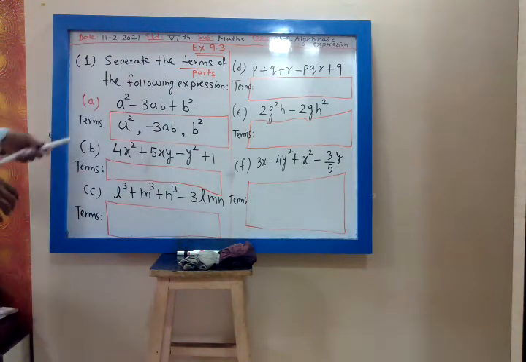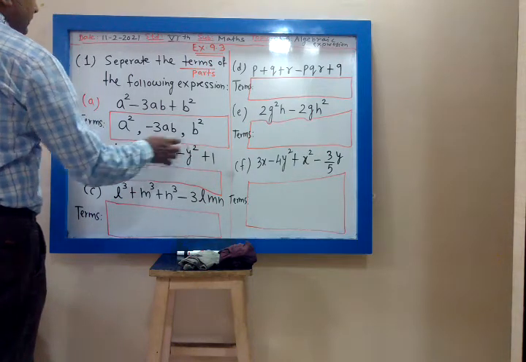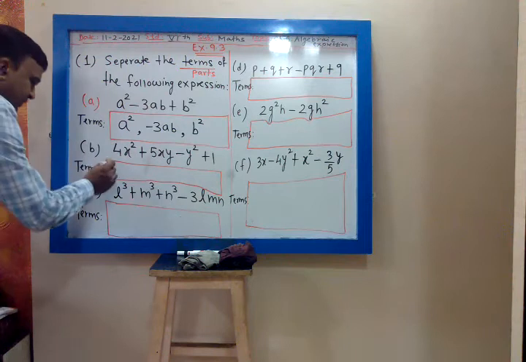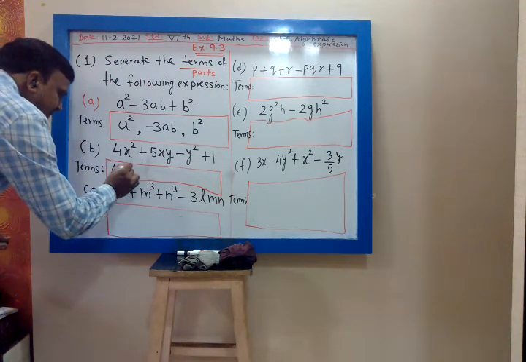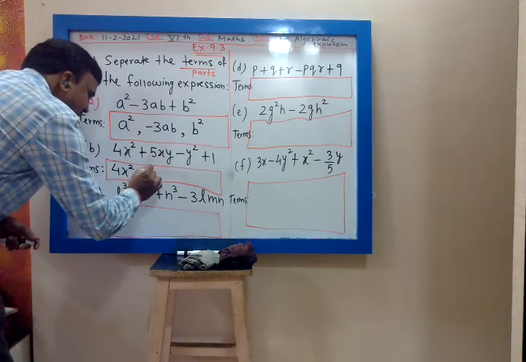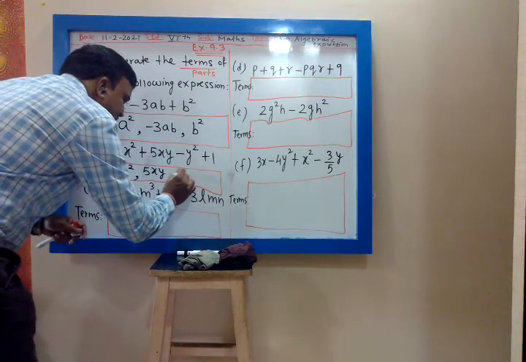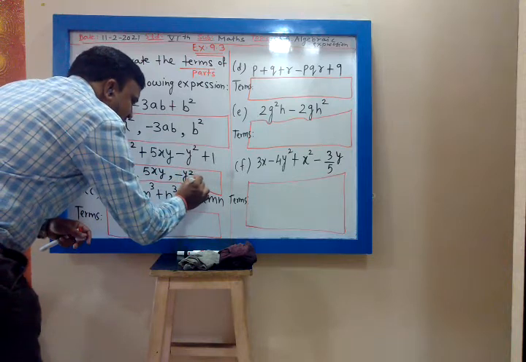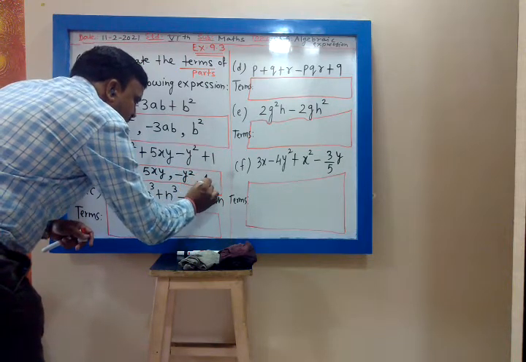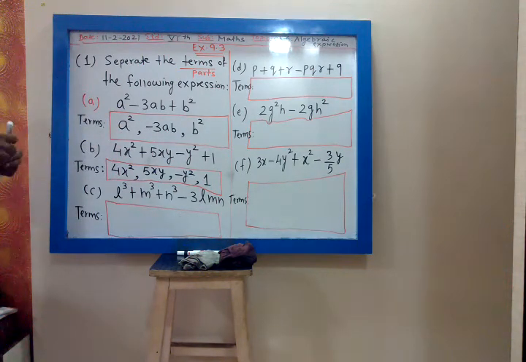Now let us write the second question. 4x square plus 5xy minus y square plus 1. So first part is 4x square, then we separate the terms by comma, 5xy, second part, then comma minus y square. The minus sign we take with the part. Then comma 1. They are the parts of this algebraic expression. Separating the terms of the algebraic expression is just like removing the parts of the body.